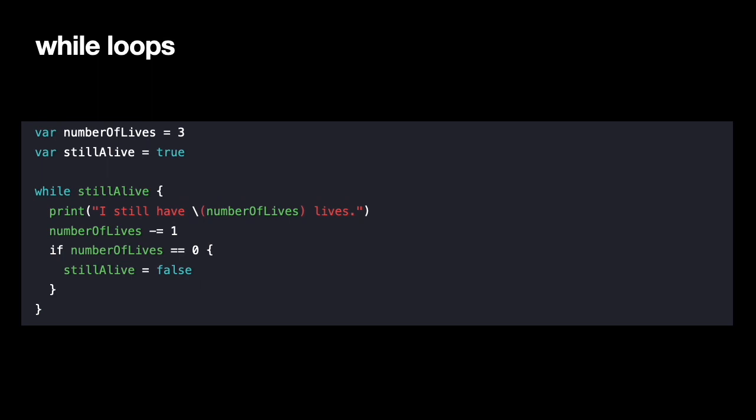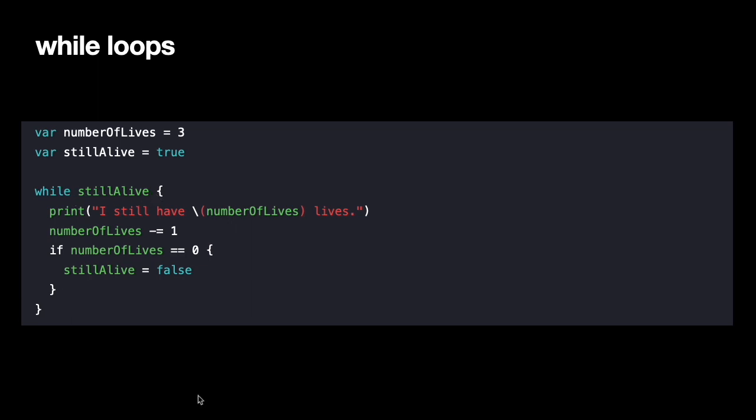Here's another way of implementing a while loop. In this case, I use a Boolean, still alive, and set it to true. And then while still alive is true, I execute this code. In this case, I actually have code which decrements the number of lives, and once my number of lives equals 0, still alive will be set to false, which the next time we test the loop condition, while still alive will be false and the loop will terminate.